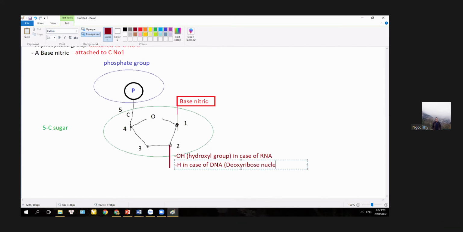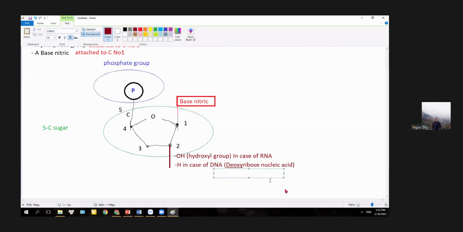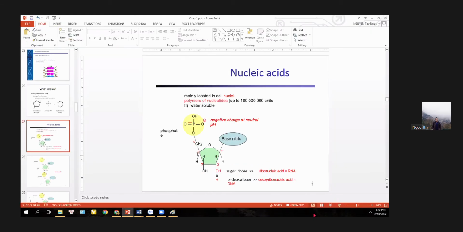DNA stands for deoxyribonucleic acid. So deoxy means lack of oxygen. Okay.